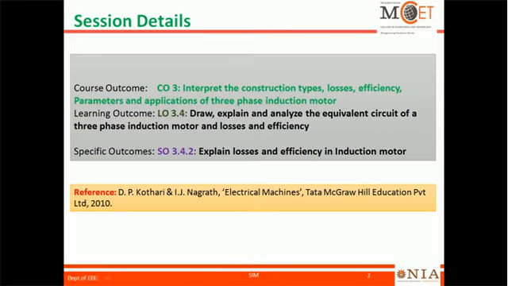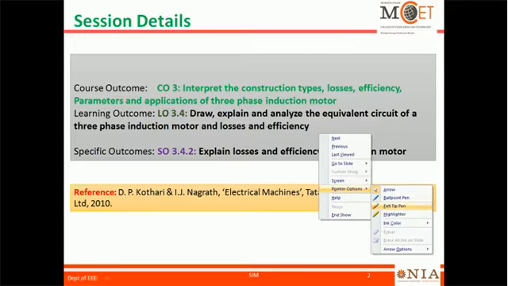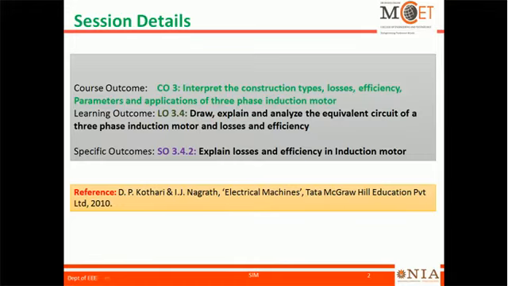Today in this lecture video we are going to see the CO3, that is, interpret the construction types, losses, efficiency, parameters and applications of three-phase induction motor. In the previous lecture video we discussed the slip-torque and speed-torque characteristics. Here we are going to discuss the equivalent circuit, induction motor losses and then efficiency.